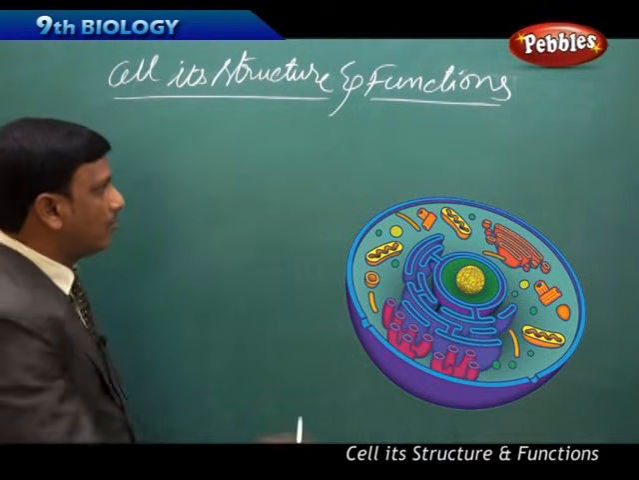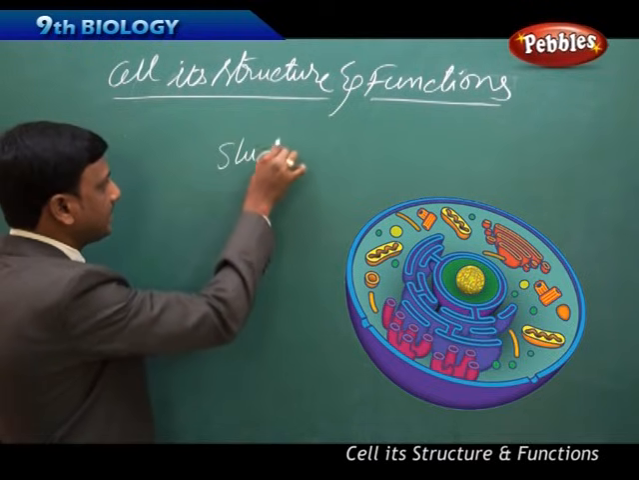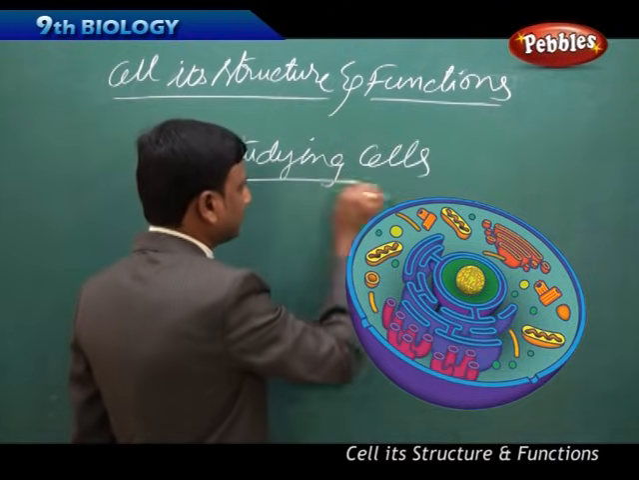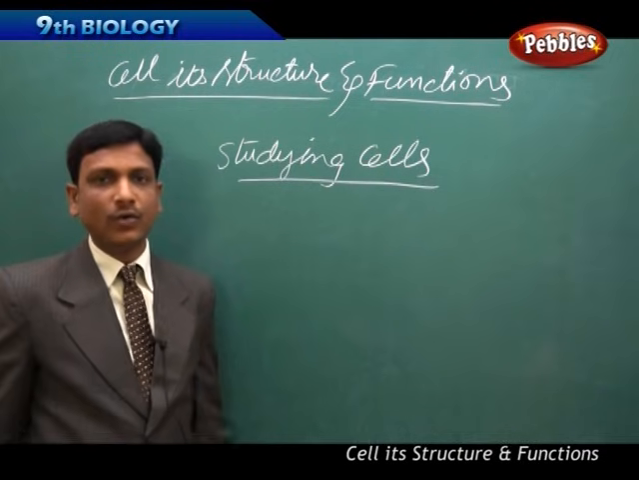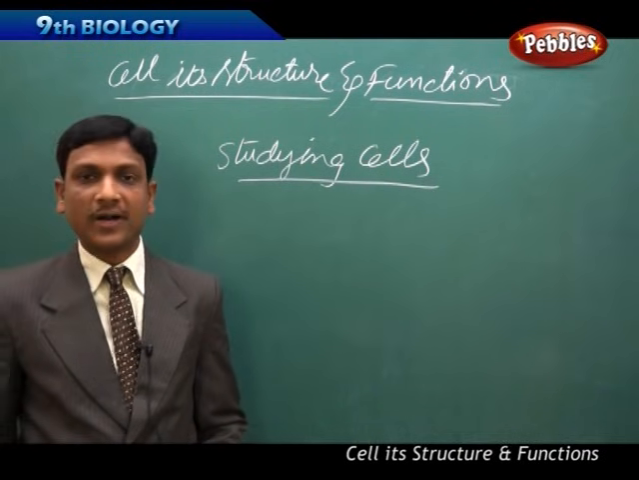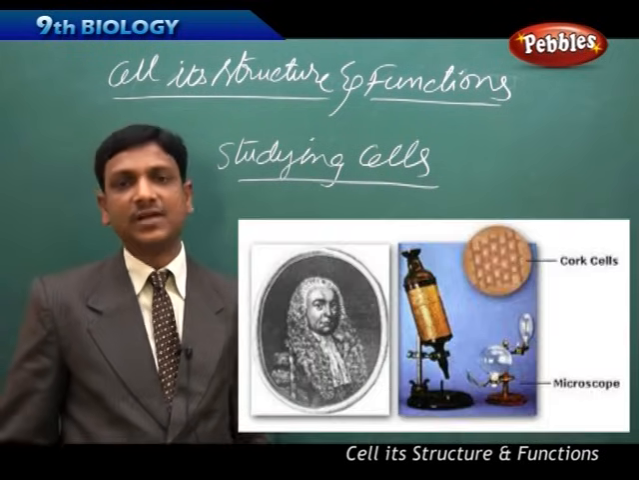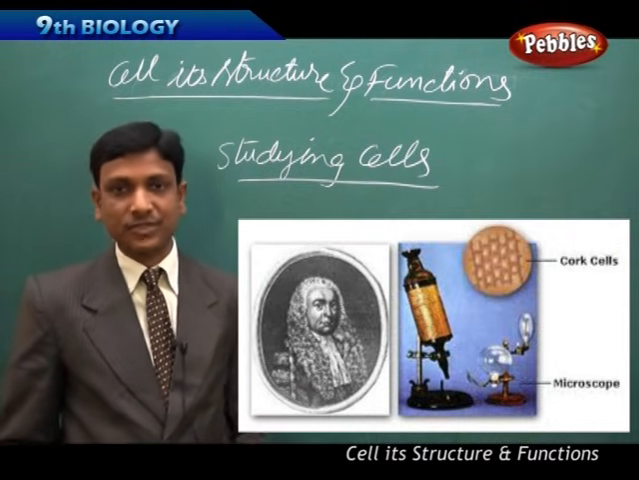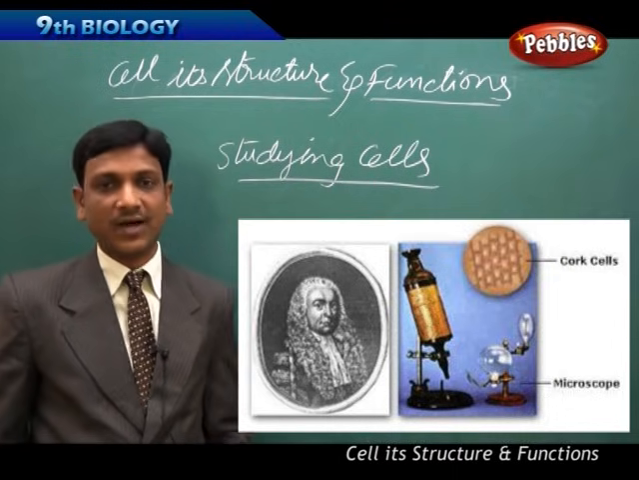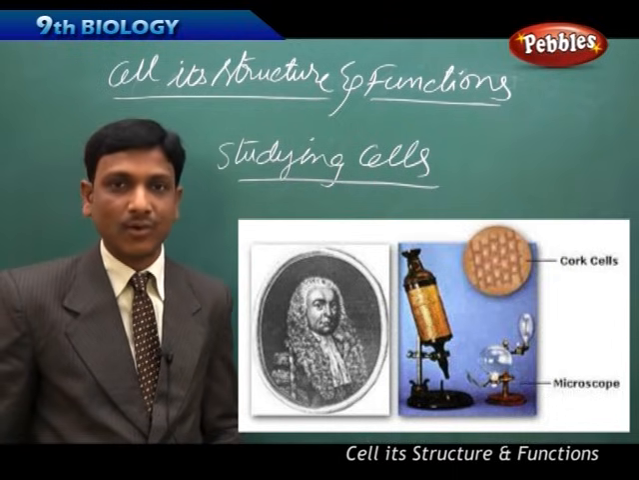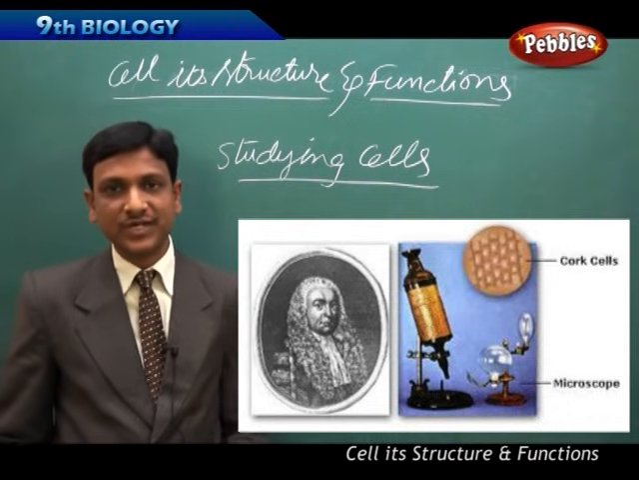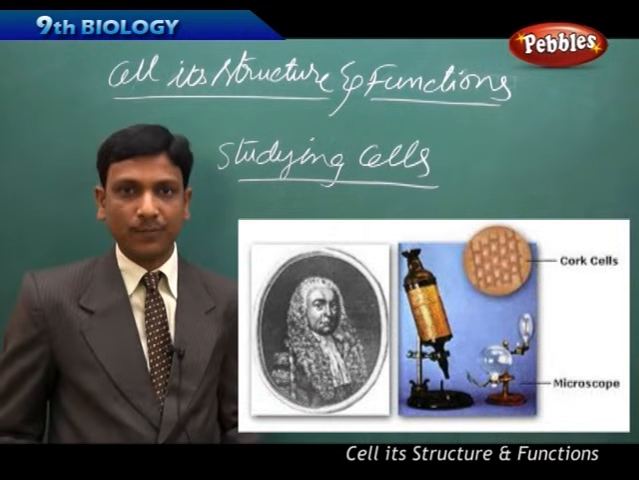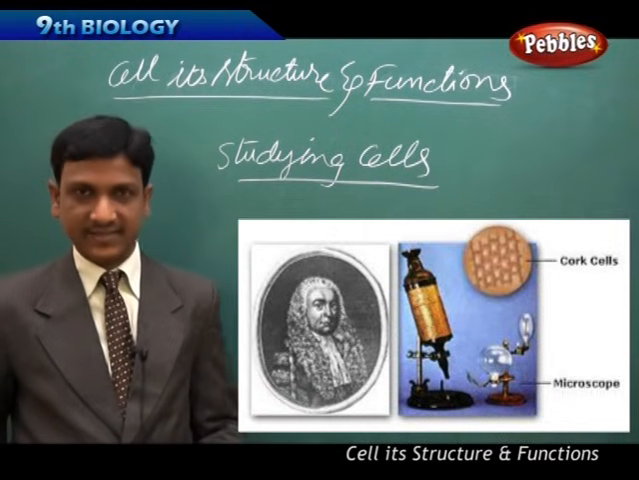Okay, now we see studying cells. So how do we study cells? To observe the cells, we need some special instruments. You might have learned how Robert Hooke and Antony van Leeuwenhoek observed the tiny things, microorganisms. They used an instrument called a microscope. So we need a microscope to study or to observe the cells.